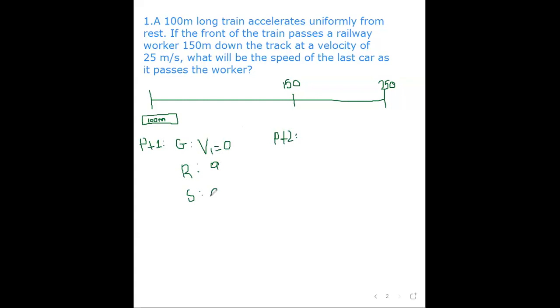So the solution would be: acceleration is equal to v2 squared over 2d, so v2 squared divided by 2 times d. That gives 2.08 meters per second squared.